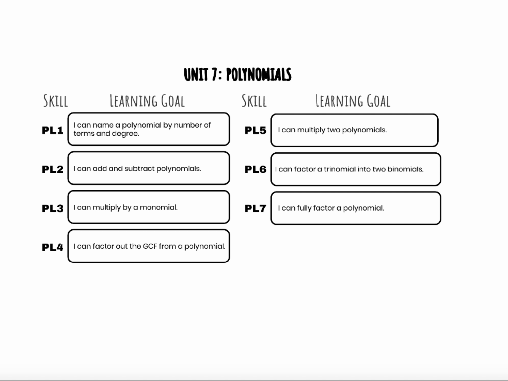Topic of this video is PL7. I can fully factor a polynomial. Sometimes this means that you just factor out the GCF. Sometimes this means that you factor the trinomial into two binomials, and sometimes it means that you need to do both of those things. So we will be addressing PL6, PL4, and PL7 in this video.